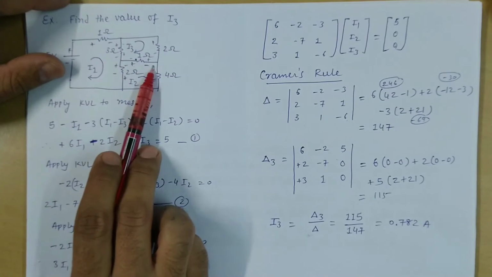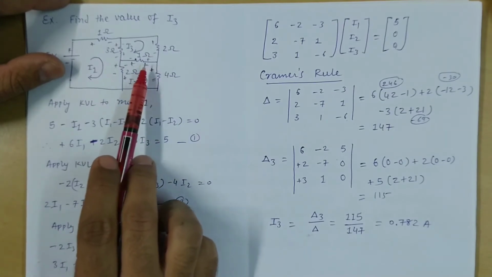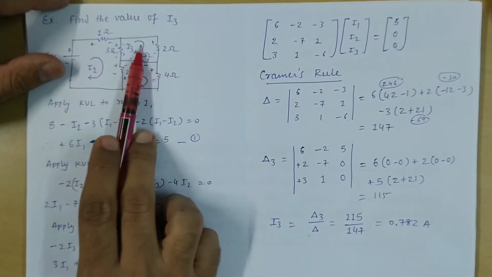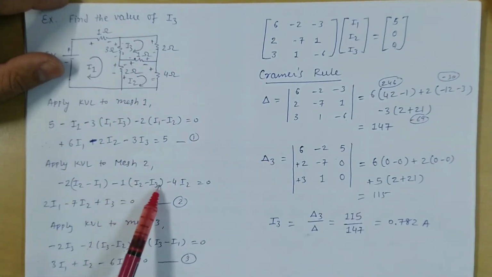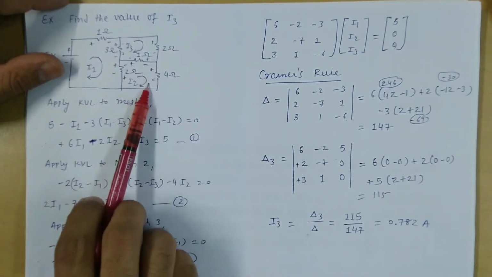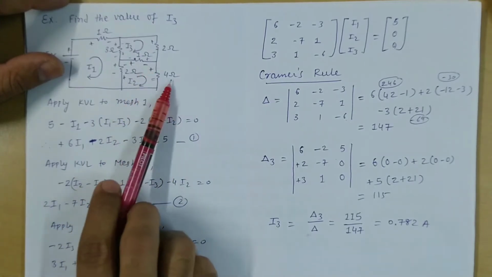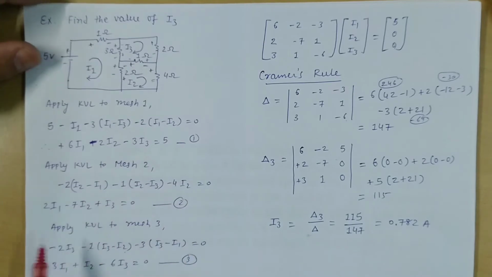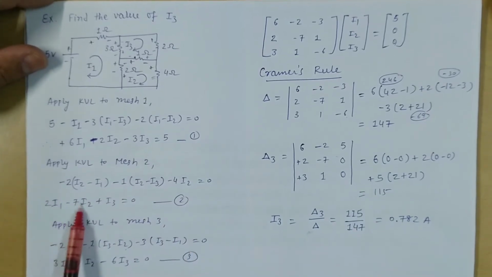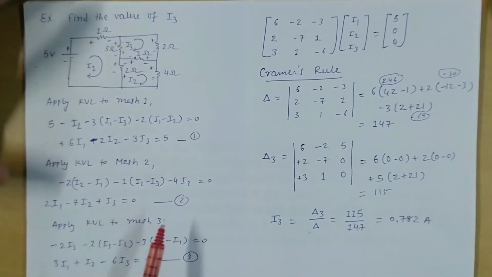Positive to negative, fall in the potential. I3 and I2 are in opposite direction, that's why minus 1, I2 minus I3. And we are going from positive to negative, fall in the potential, and that's why minus 4 I2 is equal to 0. So we get equation 2I1 minus 7I2 plus I3 is equal to 0.